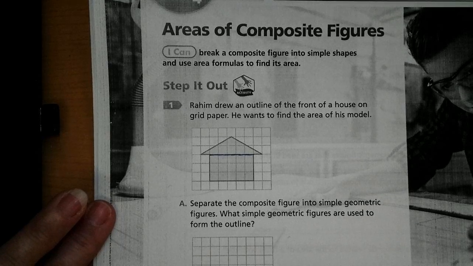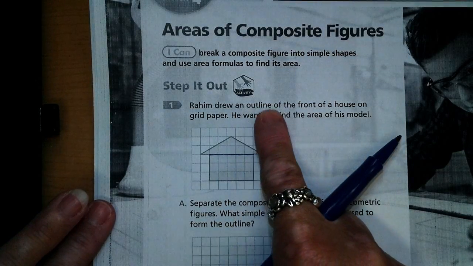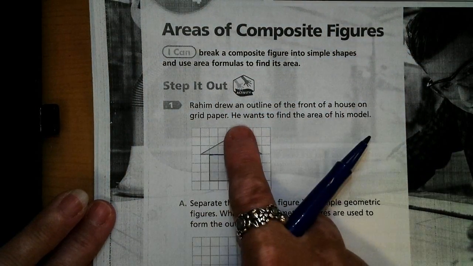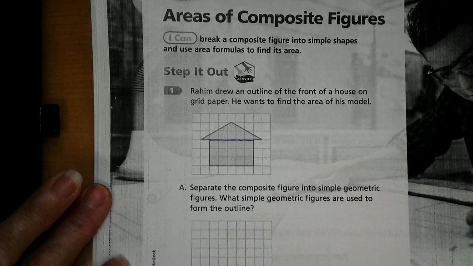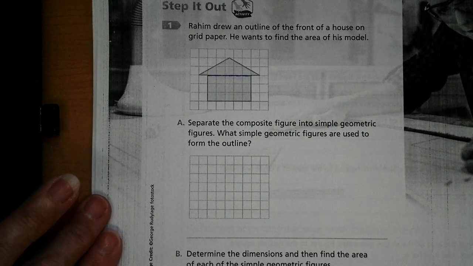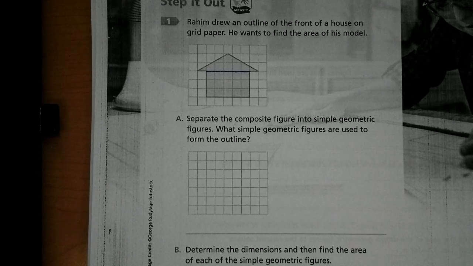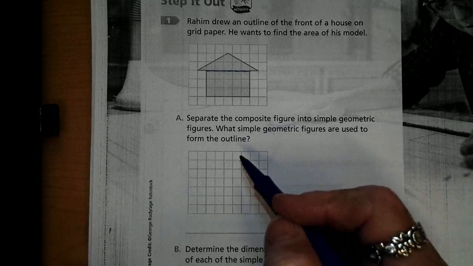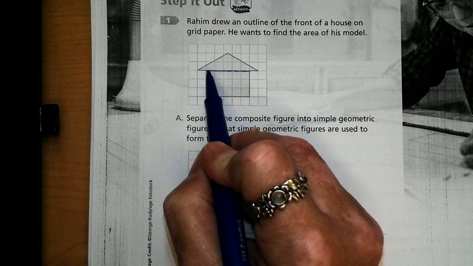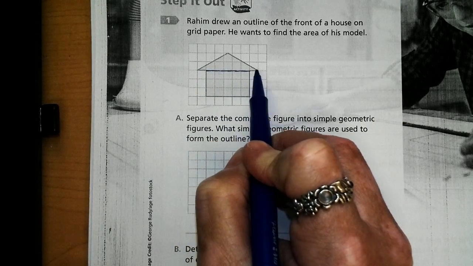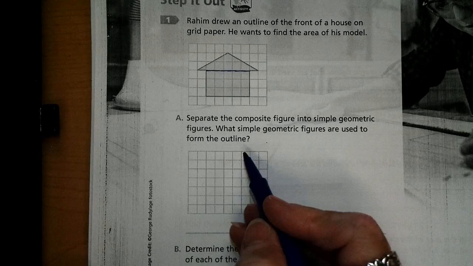Okay? So it says, Rahim drew an outline of the front of his house on grid paper. He wants to find the area of his model. So it says, separate the composite figures into simple geometric figures. What simple geometric figures are used from the outline? Okay, well, we know that it's a triangle. So 1, 2, 3, 4, 5, 6, 7. So my length is 7.